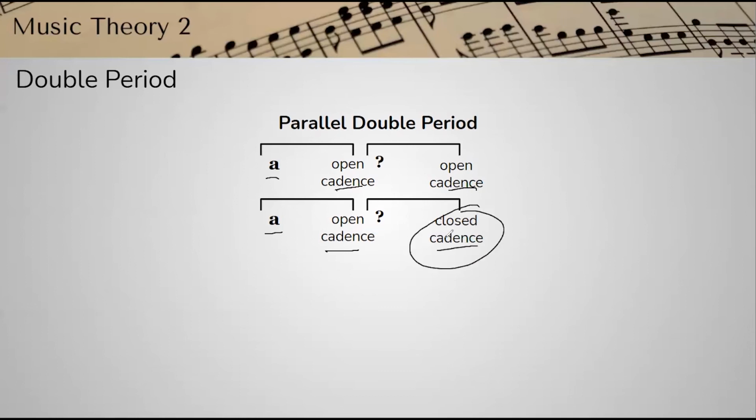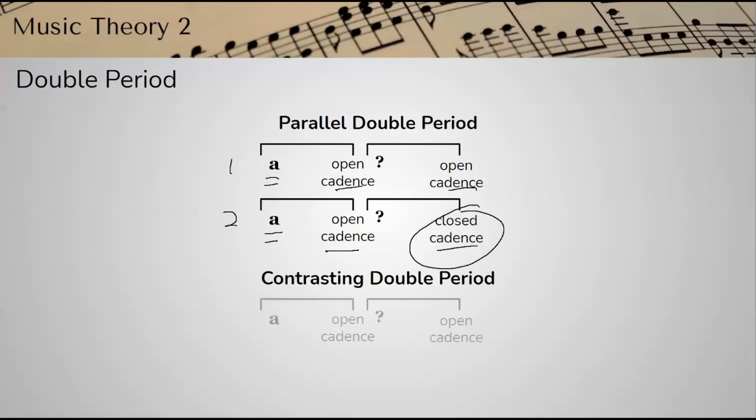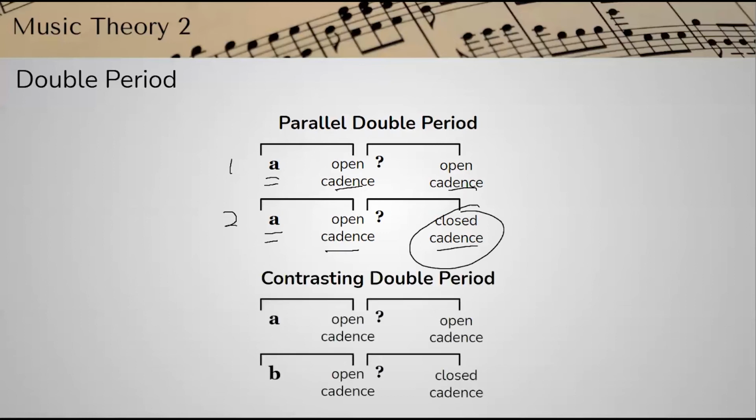So the whole thing is not finished until you get to that closed cadence. Now this is called a parallel double period because each period, period 1 and period 2, starts with the same material, the same melody. So they both start with A. And it's possible to have what's called a contrasting double period, where you have the same structure, but the first period in the double period begins with some kind of material, but the second one begins with different material, okay?